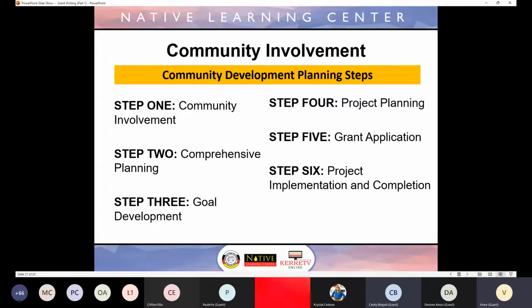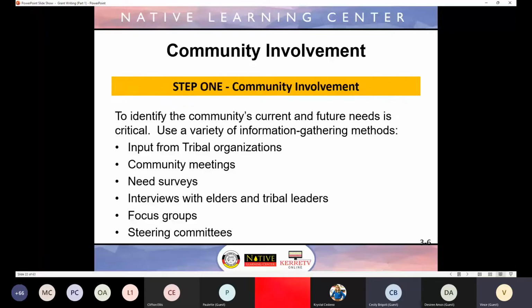Your involvement's critical. All right, this is just going over steps 1 through 6 and everything. I'm going to go through them to see if I missed anything. Community involvement: multimedia approach, community meetings, needs surveys, interviews with elders and tribal leaders. I didn't mention that specifically.